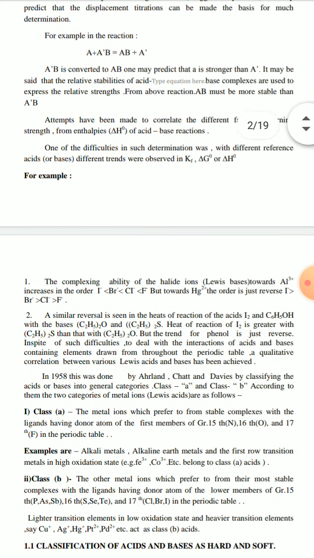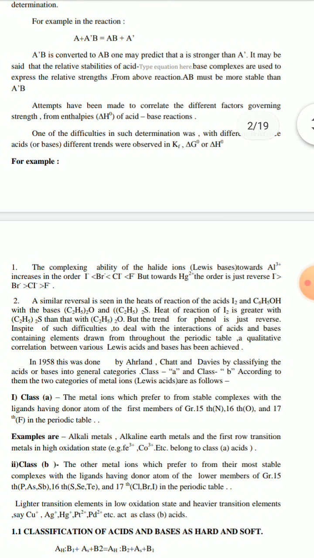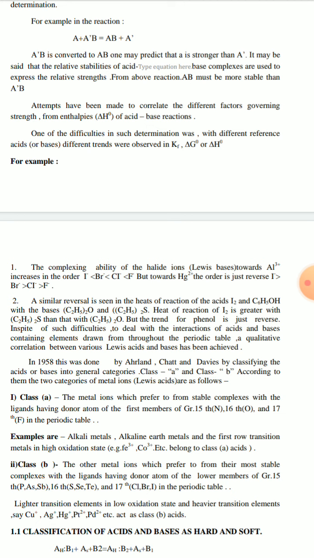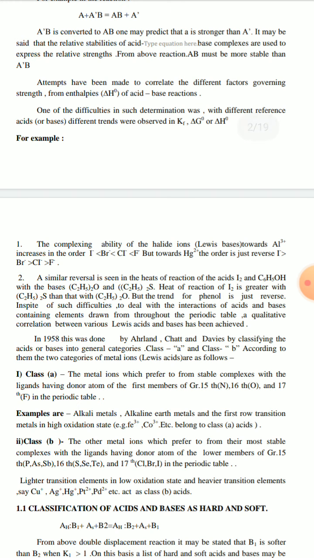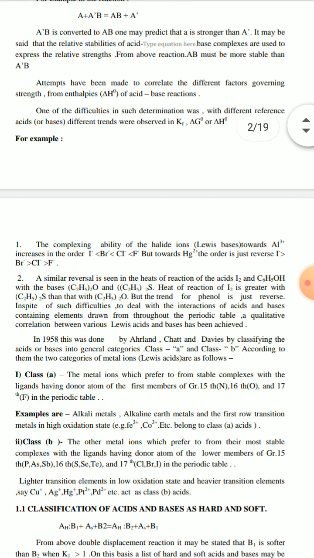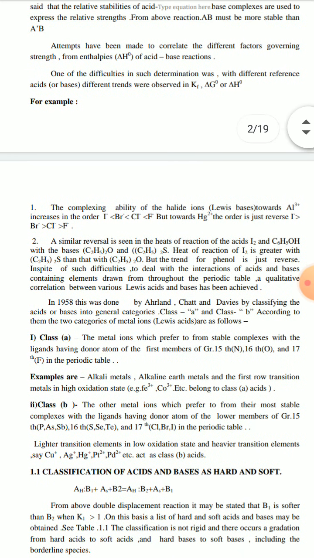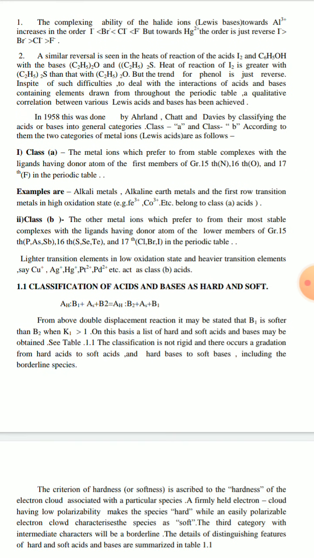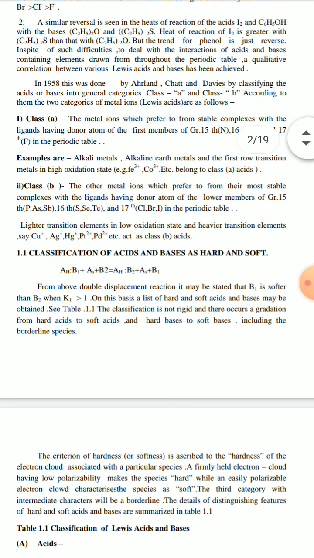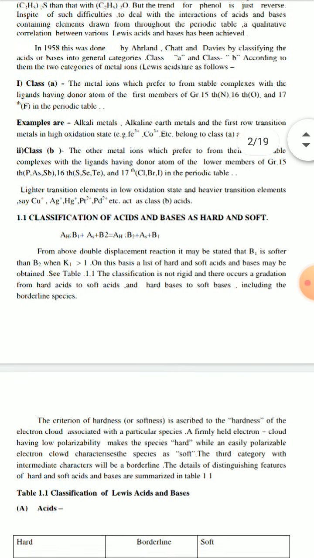For example, the complexing ability of the halide ions towards Al3+ increases in the order I- < Br- < Cl- < F-. So finally we get the classification of acids and bases. From the above displacement reaction, it may be stated that B1 is softer than B2 when K1 is greater than K2, and on this basis a list of hard and soft acids and bases may be obtained.